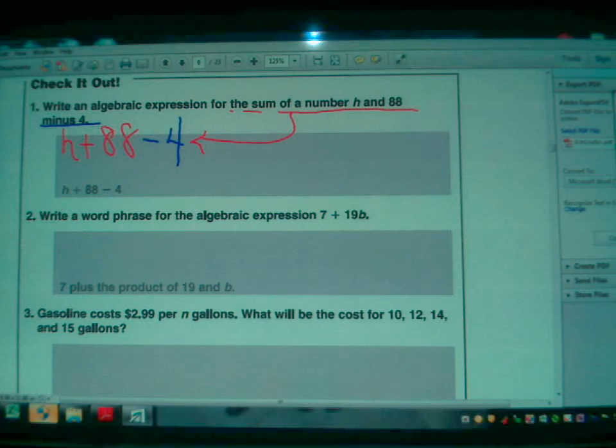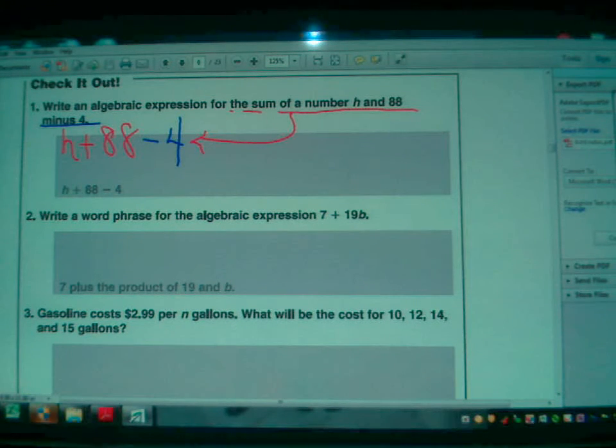Now they're asking us to work the other way in example 2. They're asking us to write a word phrase for the algebraic expression 7 plus 19b. Now as you can see, what they've written says 7 plus the product of 19 and b. All right, and that does take care of it. Let's see if there's another way we can write this, though, because that answer really kind of says it all.